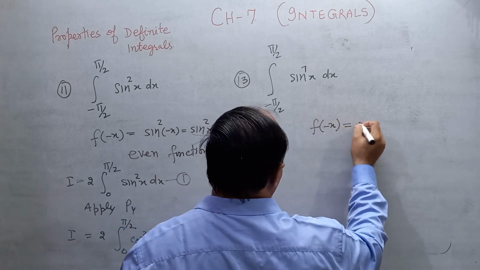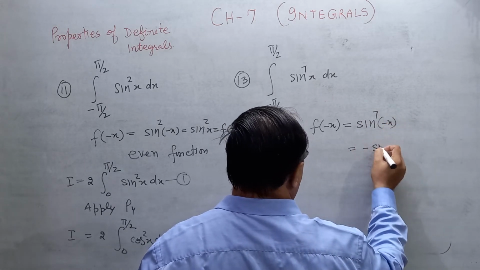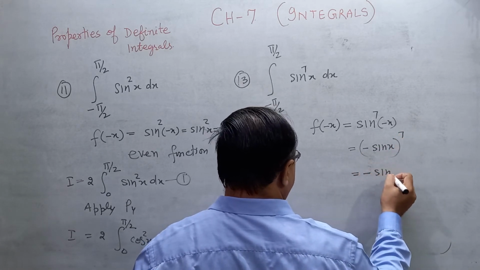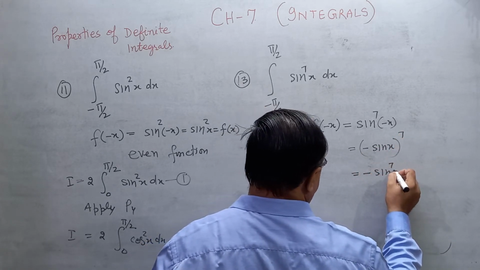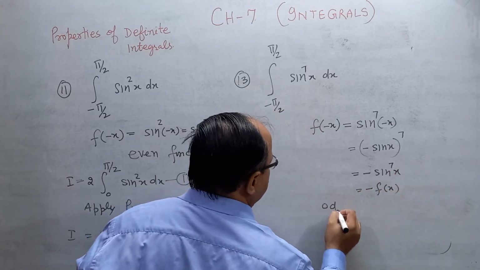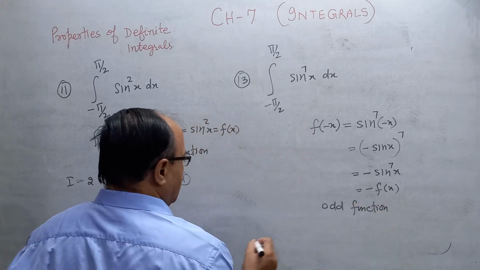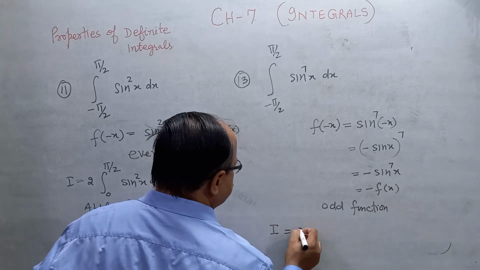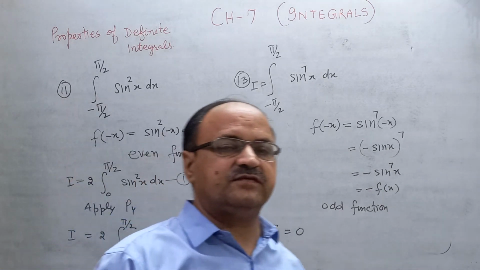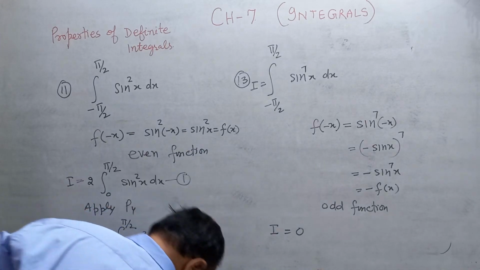f of minus x is equal to sin of minus x whole to the power 7. You can write it as minus sin x whole to the power 7, therefore minus sin to the power 7x. It means minus f of x, so you can say it is an odd function. And you know that if it is an odd function, then the answer is 0. In P7, if the function is odd, then the answer is 0. Clear?